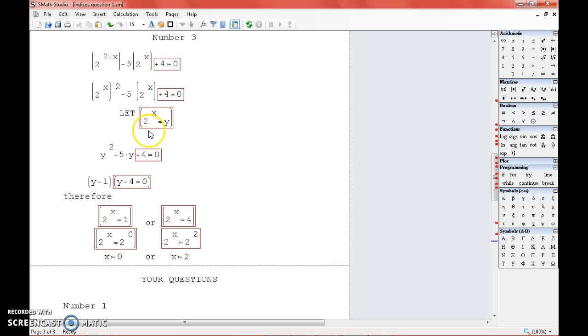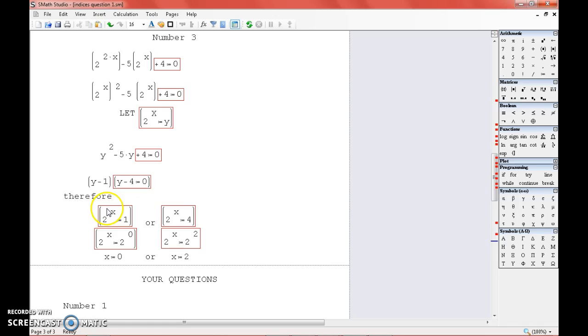To make it simpler, to make you understand it better, you can change 2x and let it be y. If you let 2x be y, then you could put y wherever you see 2x. And if you do that, then you'd have y squared minus 5y plus 4. Looks more simple, doesn't it? You're already familiar with quadratic equations. If you factorize this, then you will get y minus 1 multiplied by y minus 4 is equal to 0.